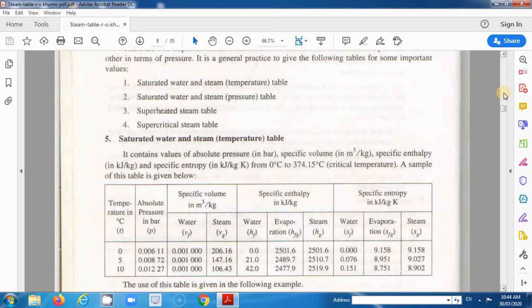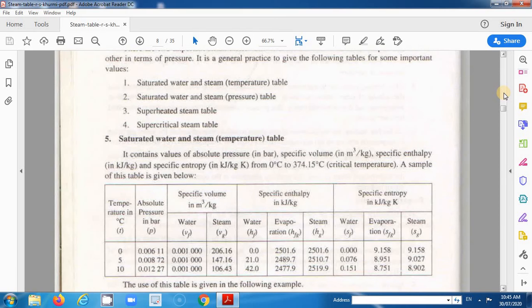It contains values of absolute pressure. So you see, it contains values of absolute pressure in bar, specific volume in meter cube per kg, specific enthalpy in kilojoules per kg, and specific entropy in kilojoules per kg from 0 degree centigrade to 374.15 degree. So 374.15 degree is the critical temperature. The values from 0 degree centigrade to the critical point, their corresponding pressures, volume of water, volume of dry steam, then specific enthalpies, then specific entropies are given in this tabular form.